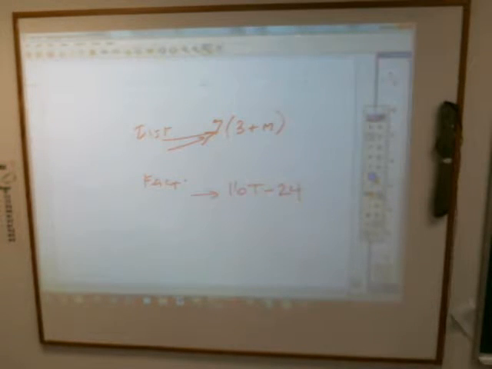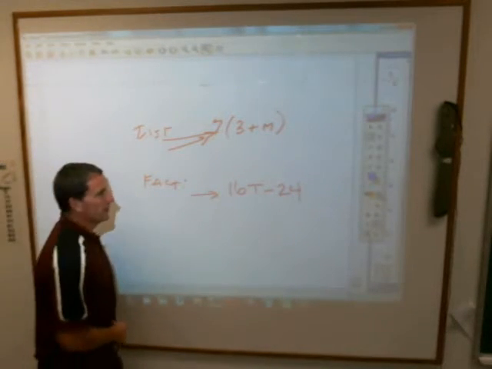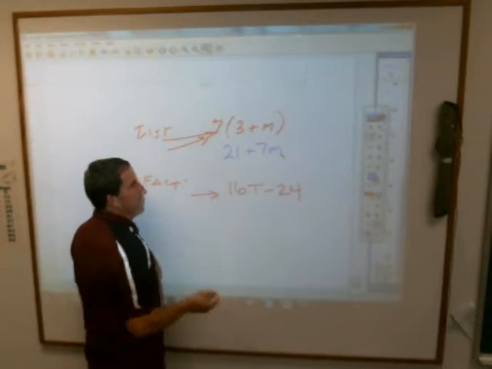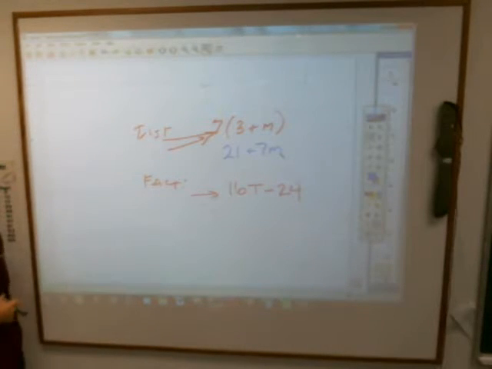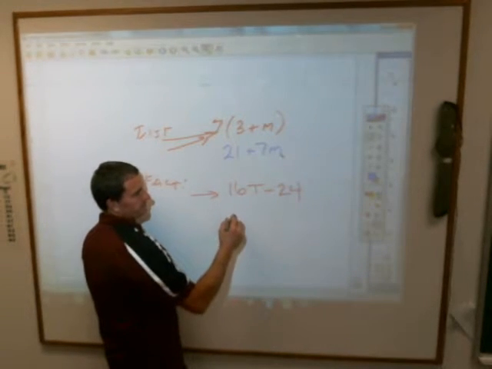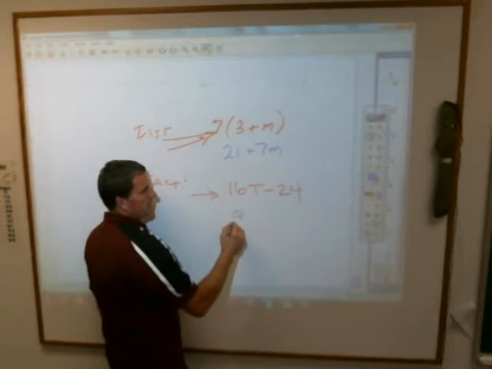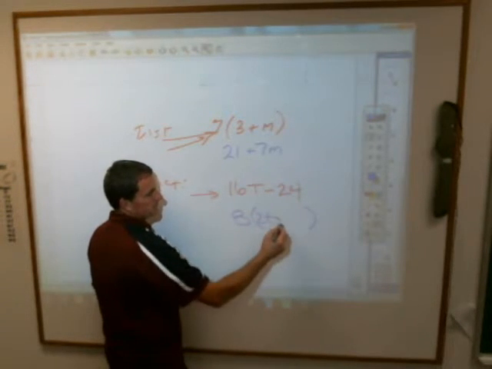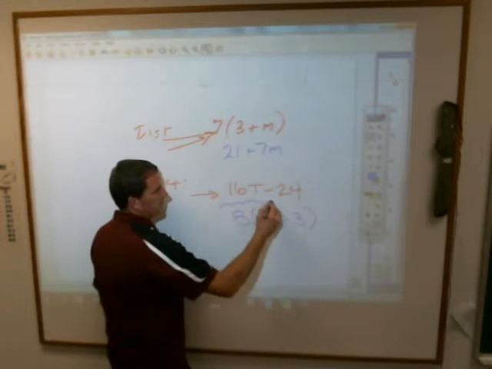Laney Kabar, for the distributive property, what did you come up with? 21 plus 7m. 21 plus 7m is correct. How many people got 21 plus 7m? And the second one, you're asked to factor out. Cameron, you factored out what? 16. Well, here I got 8 on the outside, and then parentheses, 2t minus 3. And that is what I got.